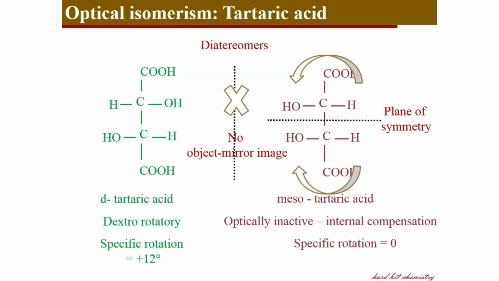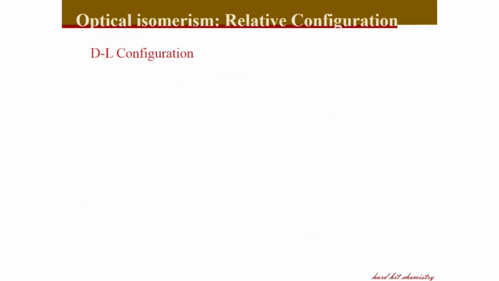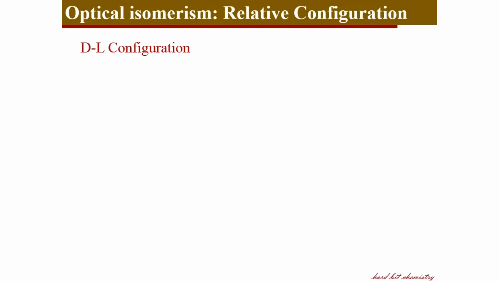With that, we are done with the introductory part of optical isomerism, and now let's see the different conventions used to denote the configuration of optical isomers. And here is the relative configuration, which is also called DL configuration.